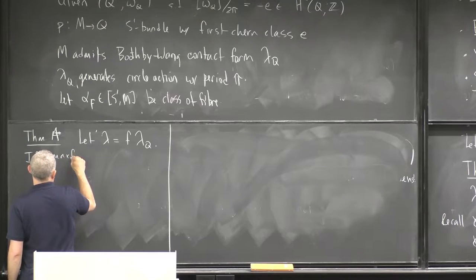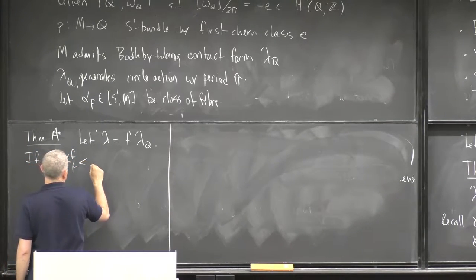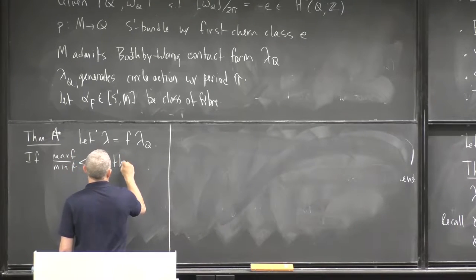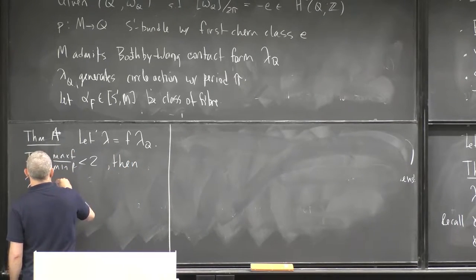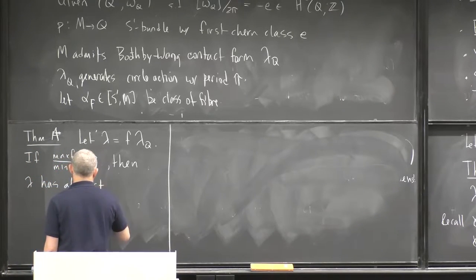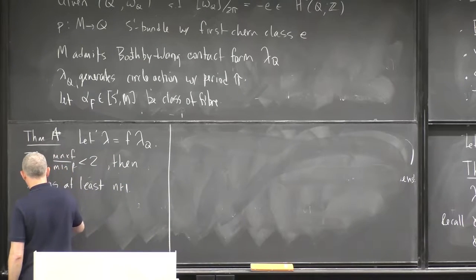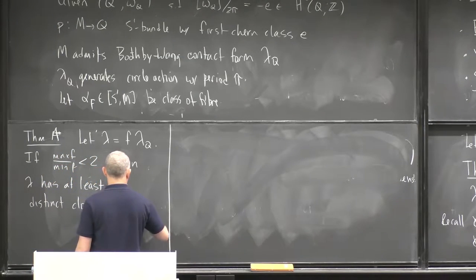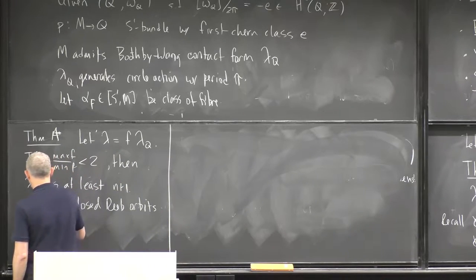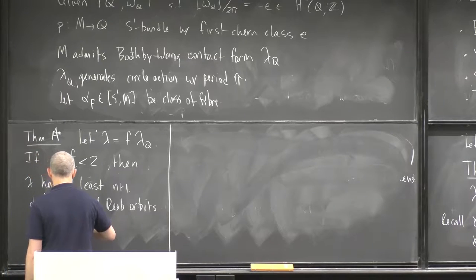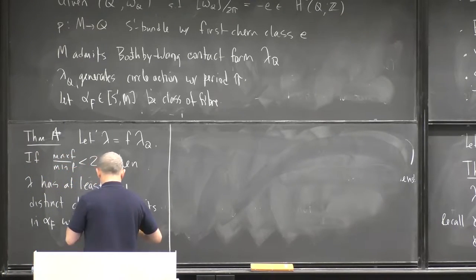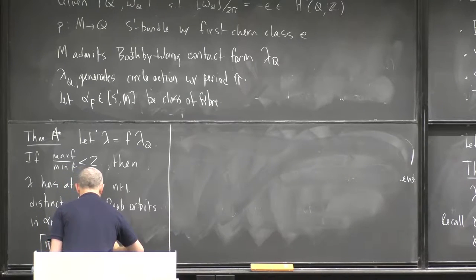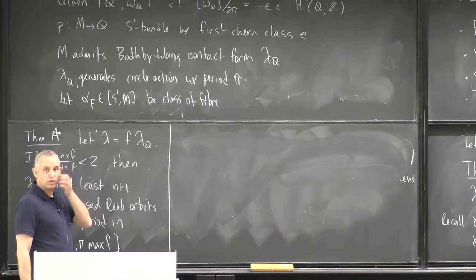If max F over min F is less than 2, or if you like, the distance we defined is less than 2, then lambda has at least n plus 1 distinct closed Reeb orbits, this time in class alpha F, and with period in the interval pi min F, pi max F. Okay?